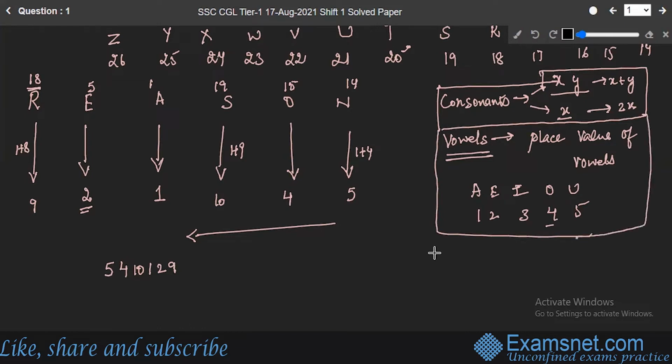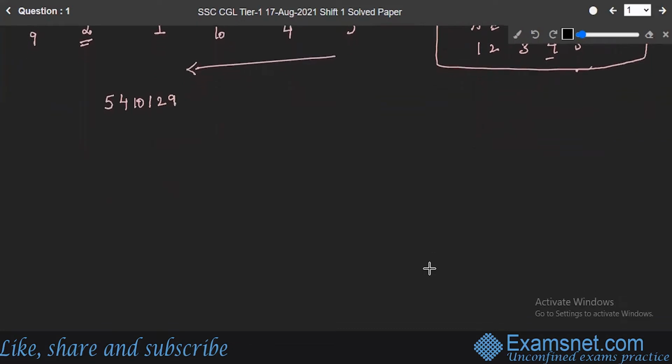Okay, this is for vowels and the above one is for the consonants. Let's go for the word healthy now and let's see if our code matches. Here is HEALTHY. Let's write down the place values. H is 8, E is 5, A is 1, L is 12, T is 20, and Y is 25.